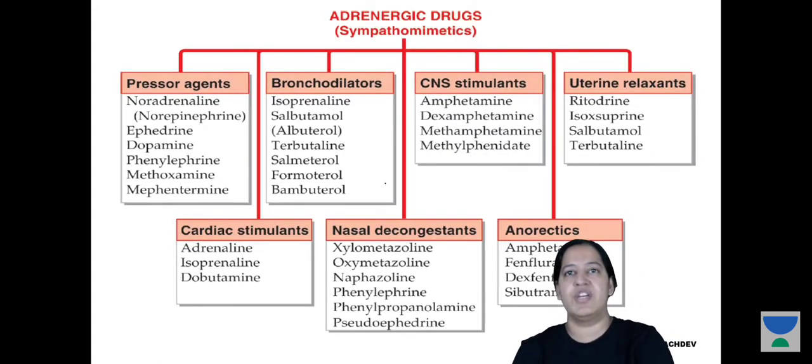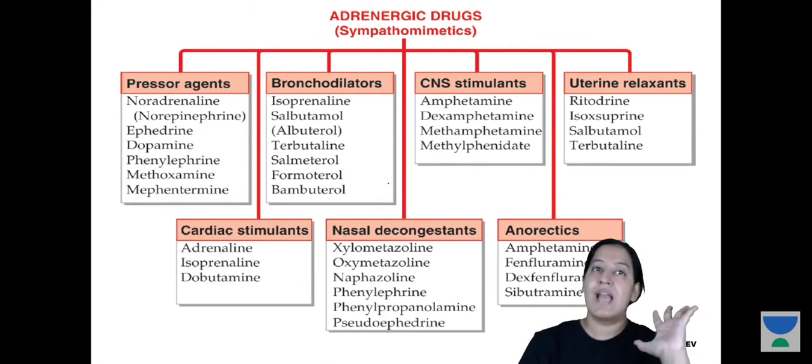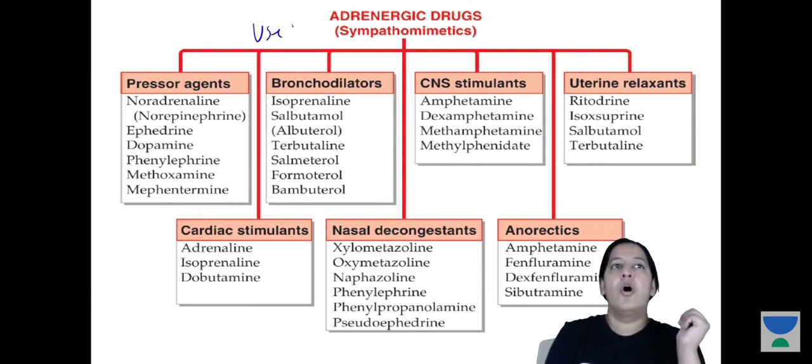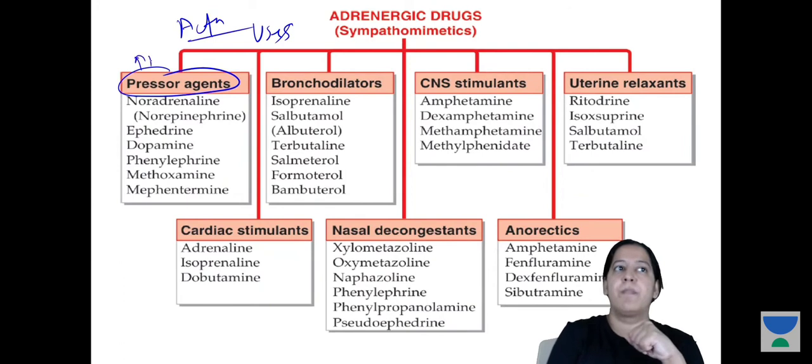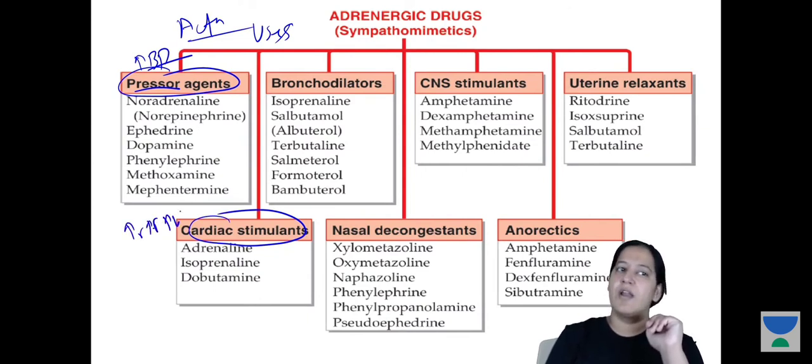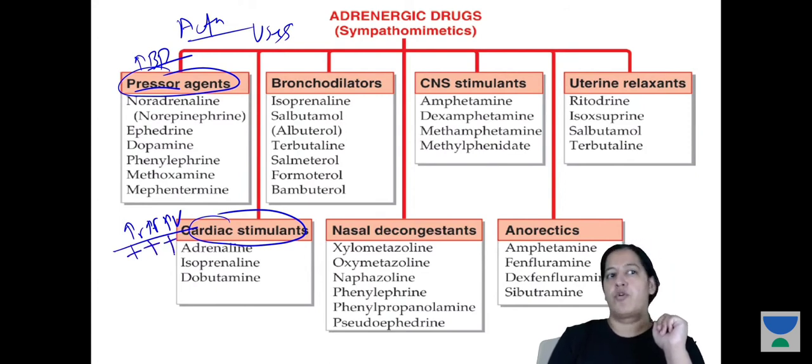So here is the classification in front of you. The classification is based on different things. Here the classification is based on uses or actions of adrenergic drugs. So pressure agents are the drugs which increase blood pressure. So these all are pressure agents. Cardiac stimulants are the drugs which increase rate, force, and velocity of the heart. So positive inotropic, positive chronotropic, positive dromotropic.